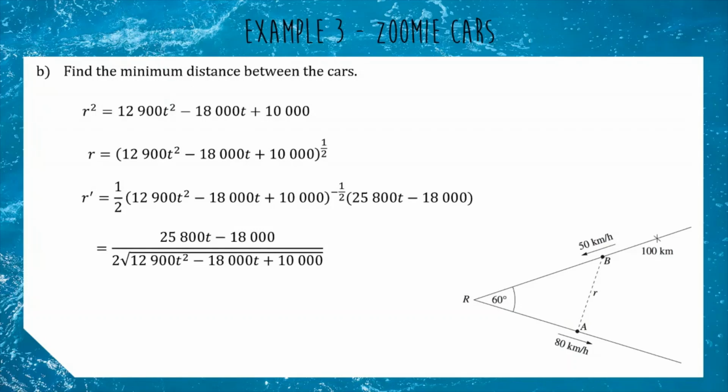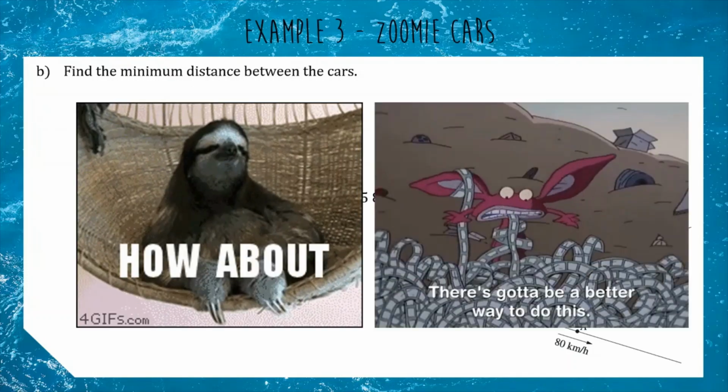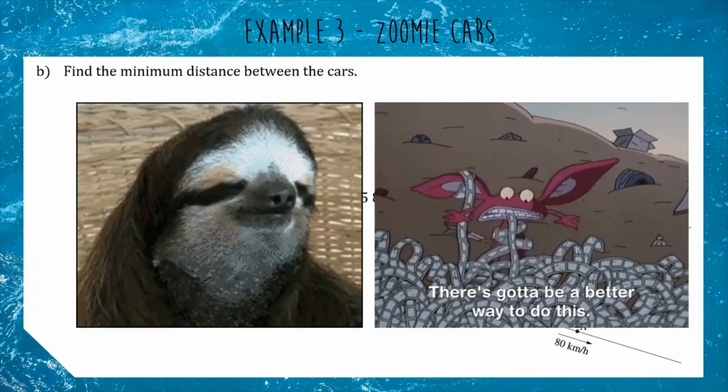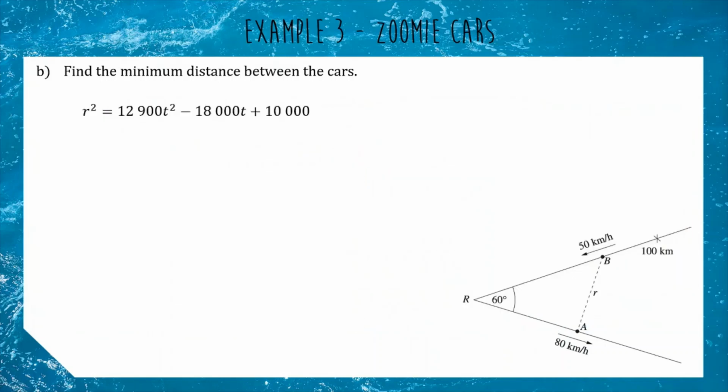Okay, and upon further inspection, I realized there is actually a better way to handle this. We don't have to do the power of a half and the chain rule. We can actually approach this from a different angle. If we're trying to find the value of t that minimizes r, that value of t should also minimize r squared. So you don't need to find r and differentiate. You can just differentiate r squared instead. It's going to be the same answer. So we're just going to take r squared and do the derivative with respect to t, which as you can see is a much safer option.